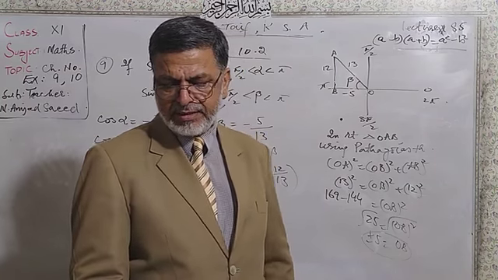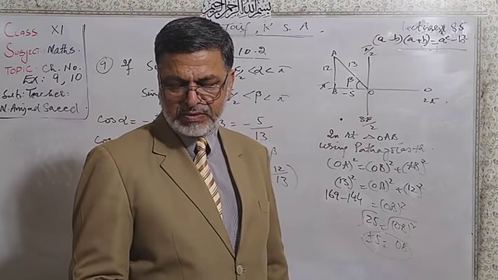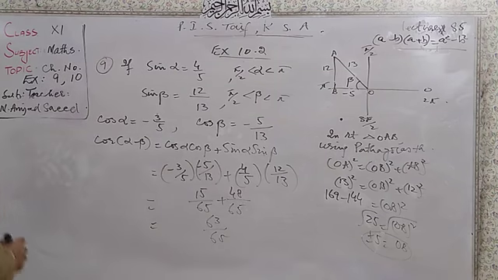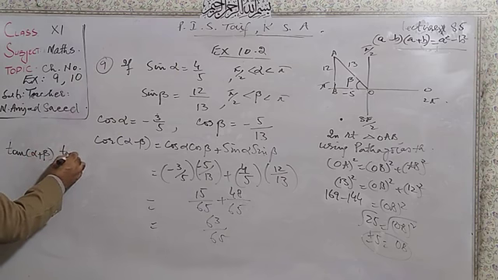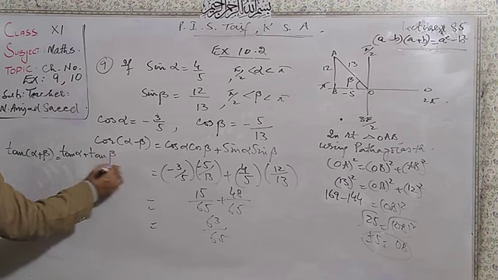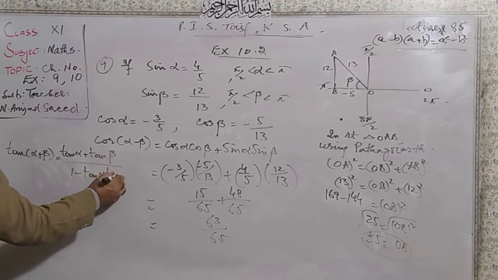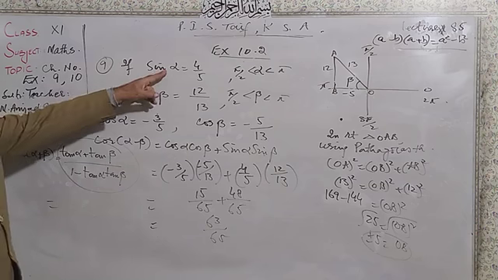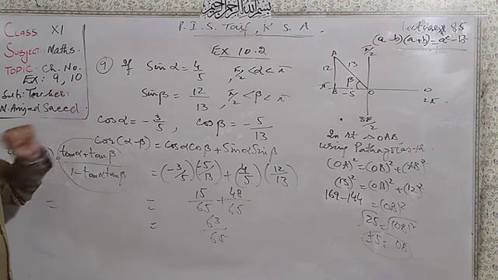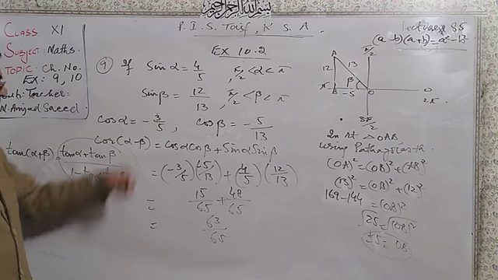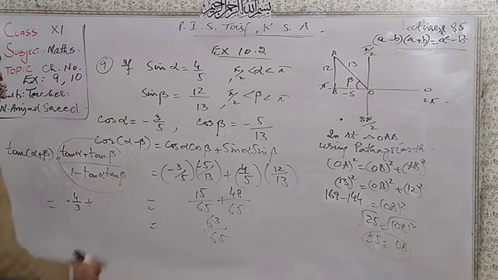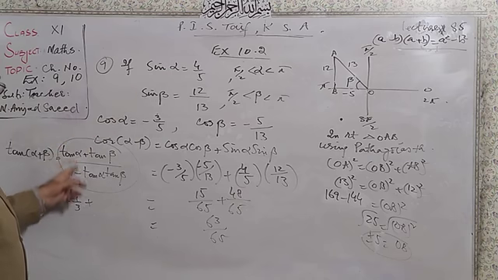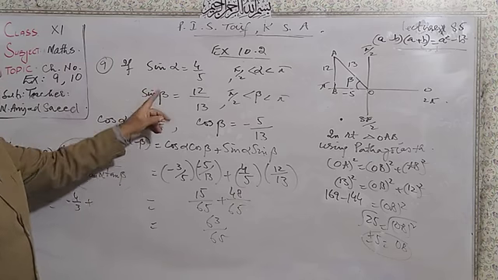And if you want to find tangent alpha plus beta, you will write down tangent alpha plus tangent beta over 1 minus tangent alpha tangent beta. Dear students, this is the formula. What about tangent alpha? Sine alpha over cos alpha, that is tangent alpha. 5 cancelled out, minus 4 over 3.